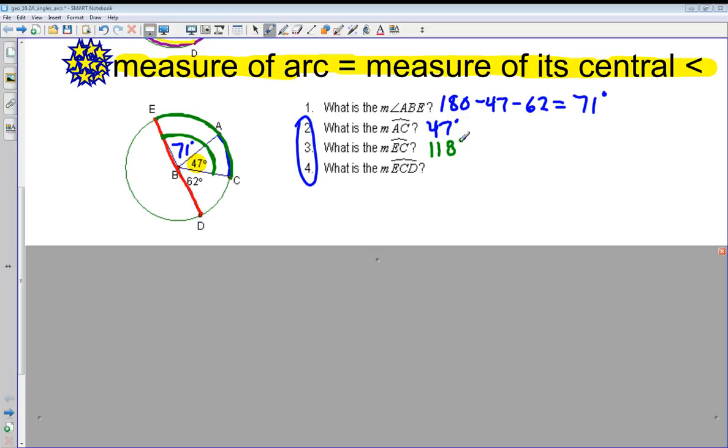See what you think. Arc ECD. Yep, we're starting at E. We're going to go clockwise through C all the way to D. That's a semicircle. So we know that it has to be 180 degrees. Excellent. Any questions? All right, we're good. Sweet. Let's move on.